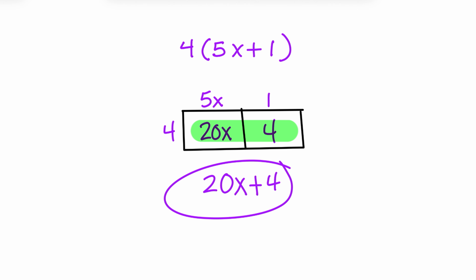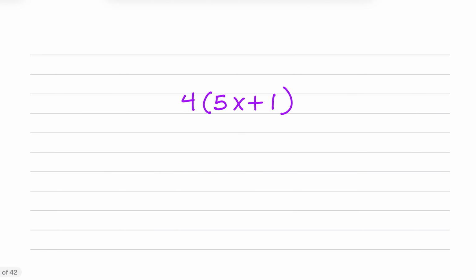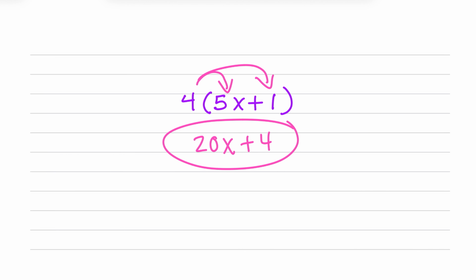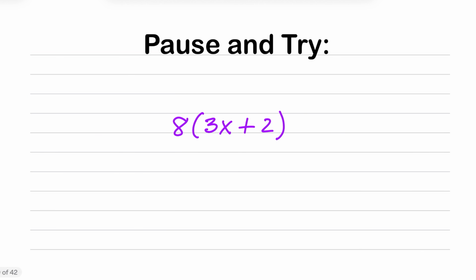And let's use this problem one more time using arrows. 4 times 5x is going to give us 20x. And 4 times 1 gives us 4. Same answer, all 3 methods. Now it's your turn. Please pause and try. 8 times 3x gives us 24x. 8 times 2 gives us 16.